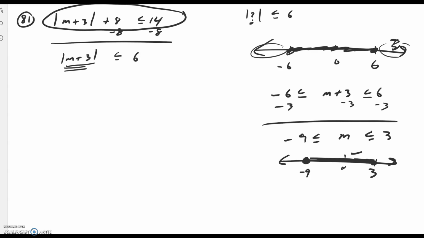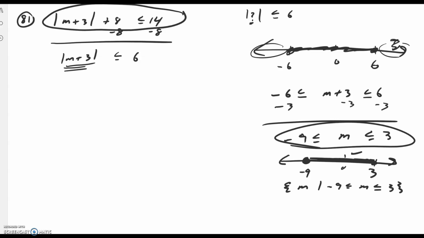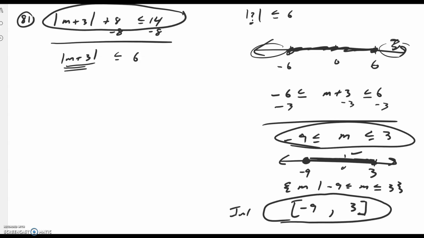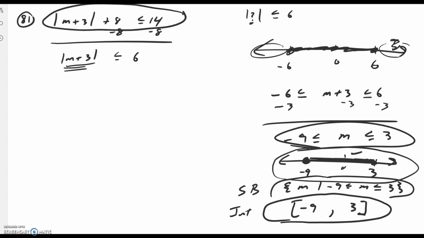Let's do set builder notation. Set builder notation will be the set of all m's such that that is true. Let's do interval notation. The far left is -9. The far right, the biggest, is 3. 3 is included, we use brackets. -9 is included, we use brackets. This is interval notation. This is set builder notation. And this is a graph of the solutions.